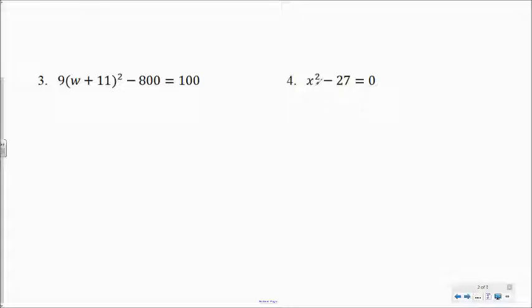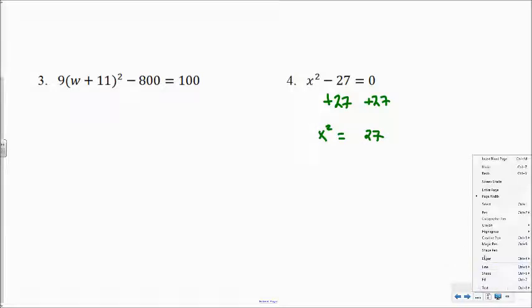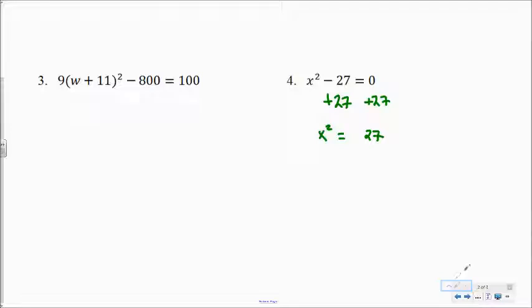Okay, so in question 4, I have x squared minus 27 equals 0. This question is actually unfactorable. So currently, the only method we have for solving it is by taking square roots. So I'll isolate my quadratic term to get x squared is equal to 27. Then I'll apply roots to both sides, remembering to account for the plus or minus.